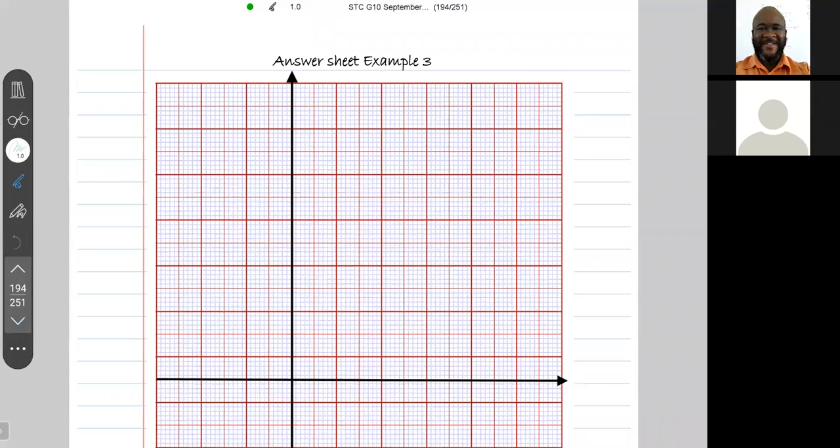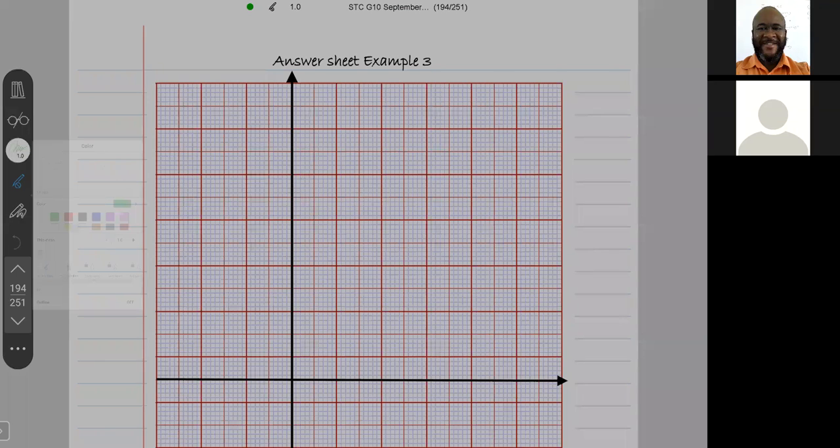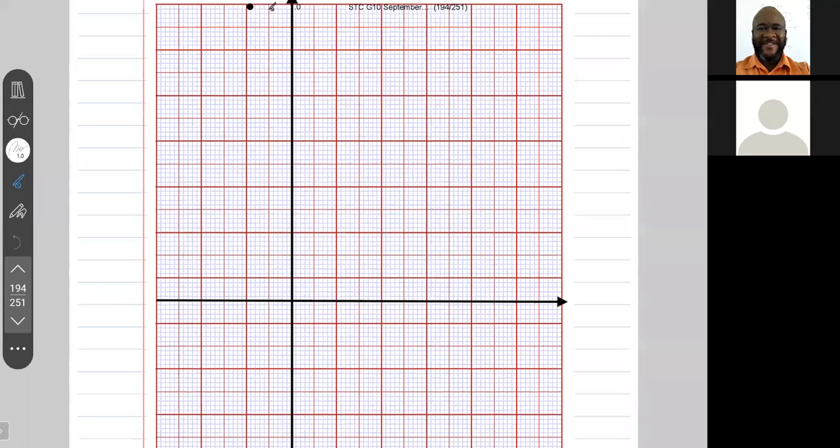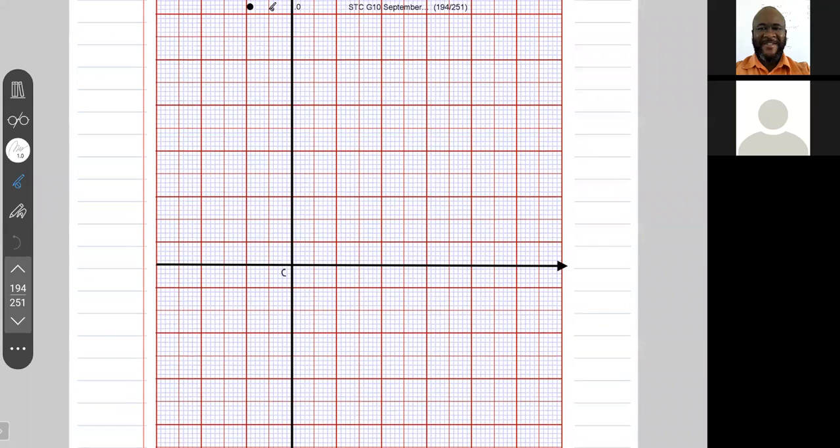All right, so let me use a different color here, maybe black. So let's label our axes. This is the origin. The scale is 1 centimeter to 1 unit on both axes. So every centimeter on both axes, the number goes up by 1.